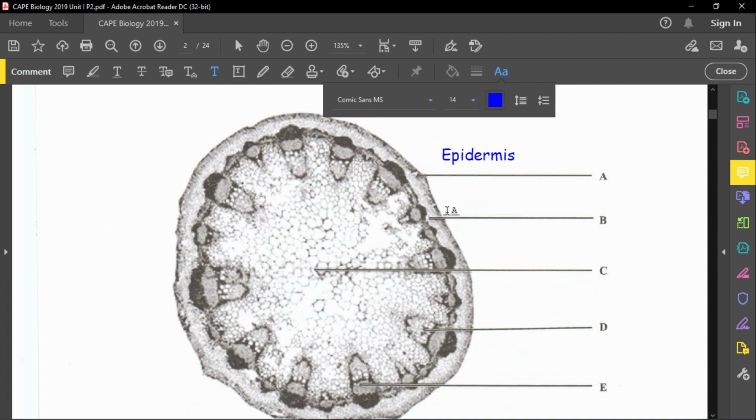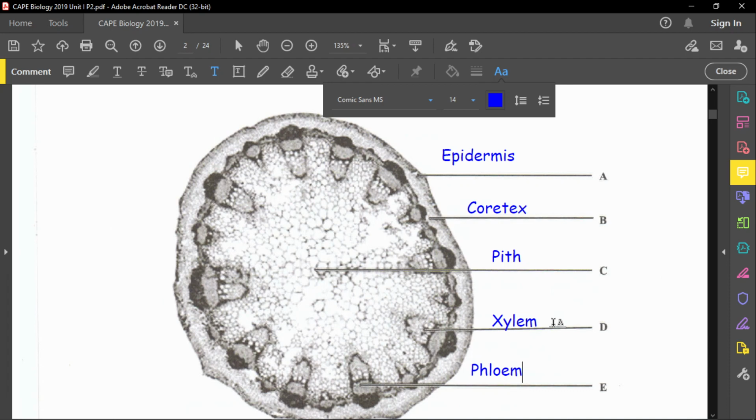And then structure B, it is the cortex. Structure C, that is called the pith. Structure D, that is the xylem, the xylem vessel. Structure E is the phloem. All right, and so we have more structures which I'm going to label as well for you.